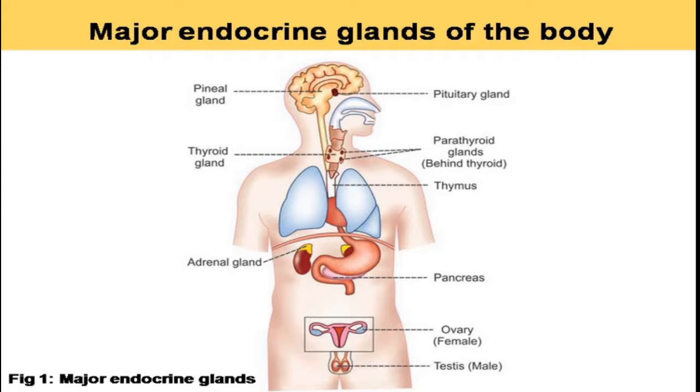In this slide, we can see the major endocrine glands of the body. Starting from the right, first is the pituitary gland, that is anterior pituitary, posterior pituitary, thyroid gland, parathyroid gland, pancreas, adrenal cortex, adrenal medulla, and ovaries and testes. So these are the main endocrine glands in the body.